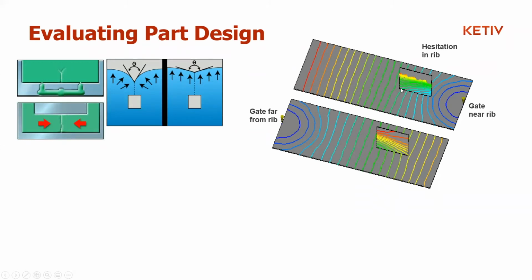One way you can fix that is by choosing a different gate location. A gate further away from the rib is going to lead to some flow at the top of the rib there, right? One other way you can limit or reduce hesitation is making the wall thickness itself as uniform as possible. So, to summarize with hesitation, the two things that you would look at are wall thickness and, of course, how far or how close the gate is to thin features. The further away, the better the flow is going to be.